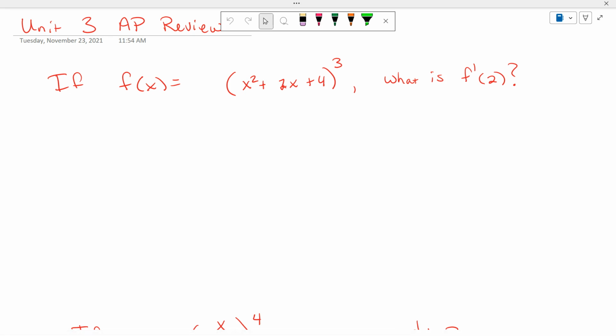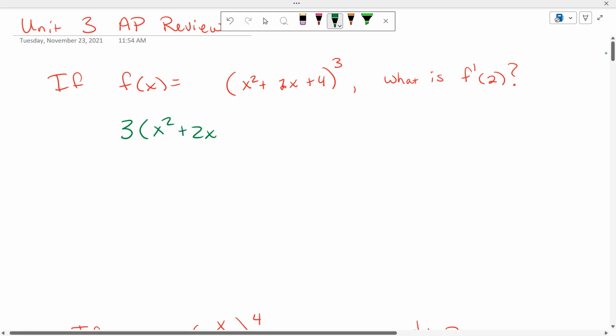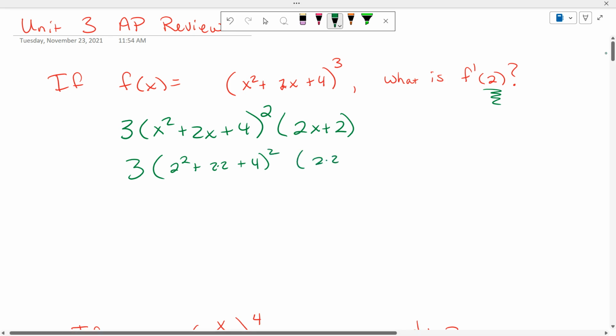What rule? Chain rule. So it's 3 parentheses x squared plus 2x plus 4 to the second times 2x plus 2. And they want it at 2. So it's 3 times 2 squared plus 2 times 2 plus 4 squared, times 2 times 2 plus 2. Lots of 2's.